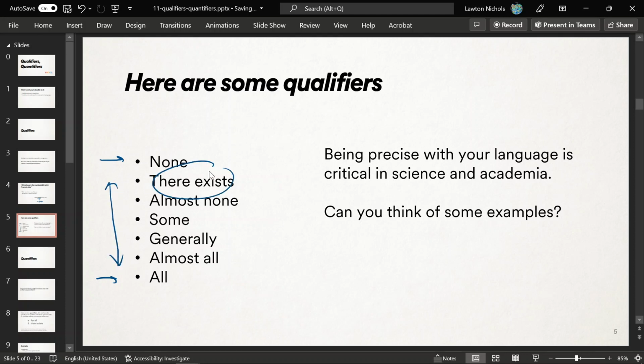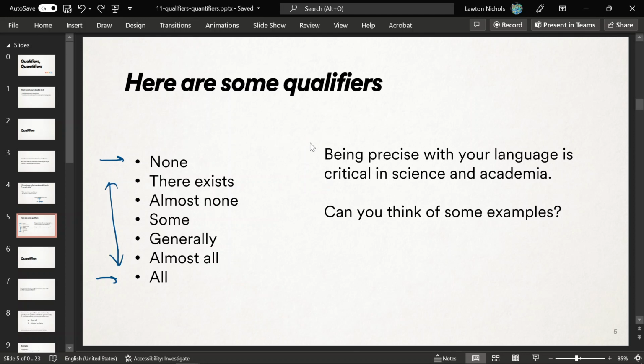So like there exist some times where this thing is true. Almost always this thing is true. Usually, generally, this idea is true. Almost never is this thing true. Sometimes it's true. That's kind of like right in the middle. And that helps us be very precise with what we're trying to say. And that's very important when you're writing an essay in this class, when you're trying to get something published in academia, all that stuff, right?